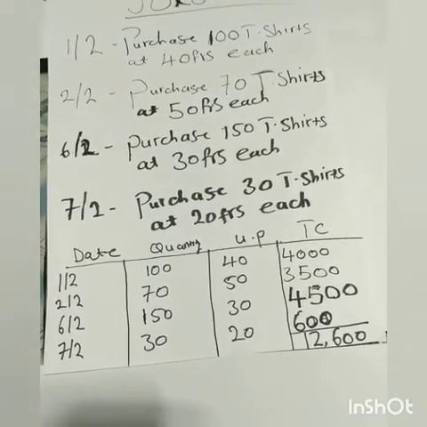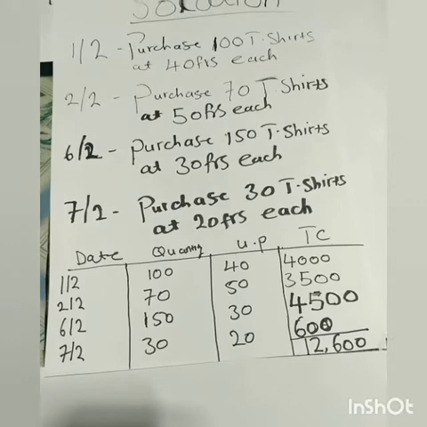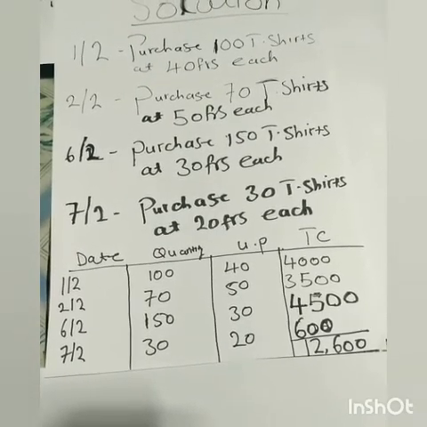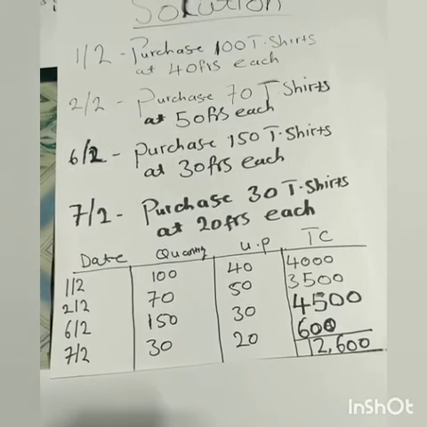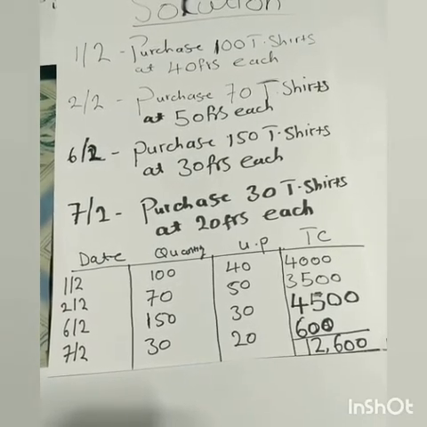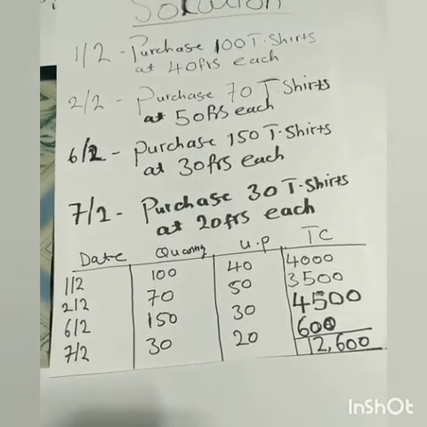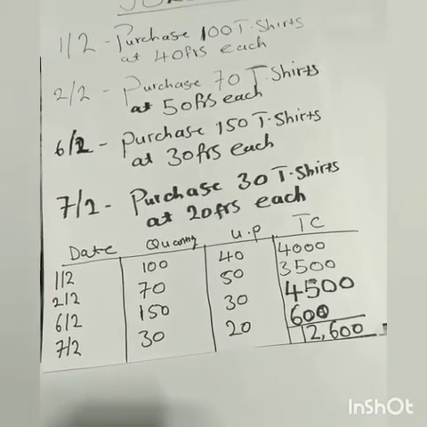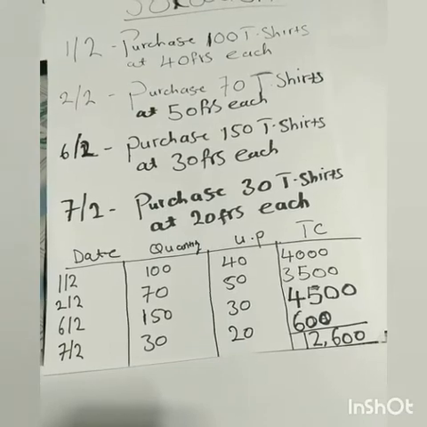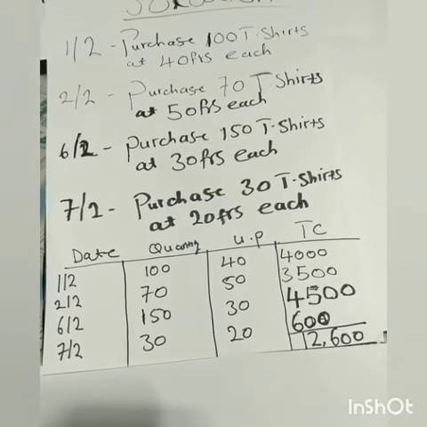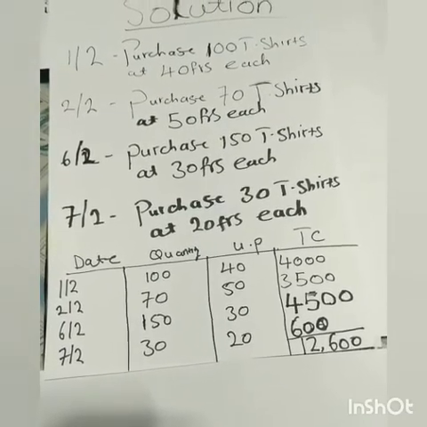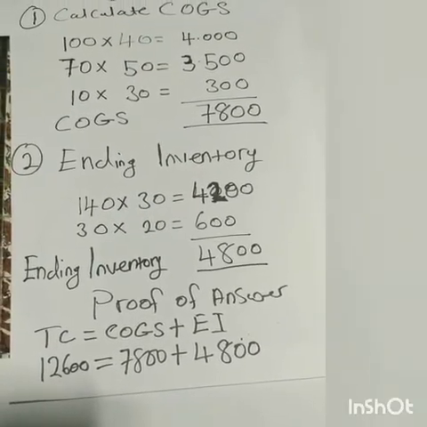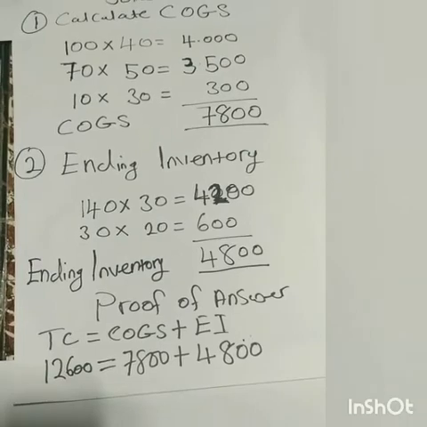So now, since we are already done with 100 t-shirts and 80 is still remaining, we get to the second transaction, which happened on the 2nd of February, purchase 70 t-shirts. So we are now going to sell these 70 t-shirts. So 70, we are going to take 70 times 50 francs. Why is it 50 francs? 50 francs is the unit price of the transaction that occurred on the 2nd of February, because now we are dealing with the 2nd of February. So we are going to have 70 times 50, we have 3,500.